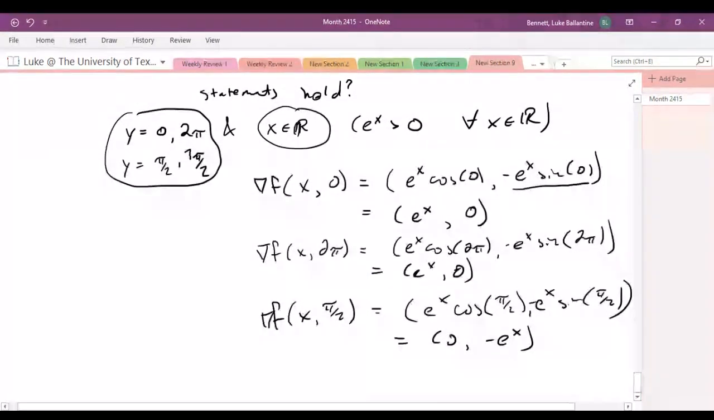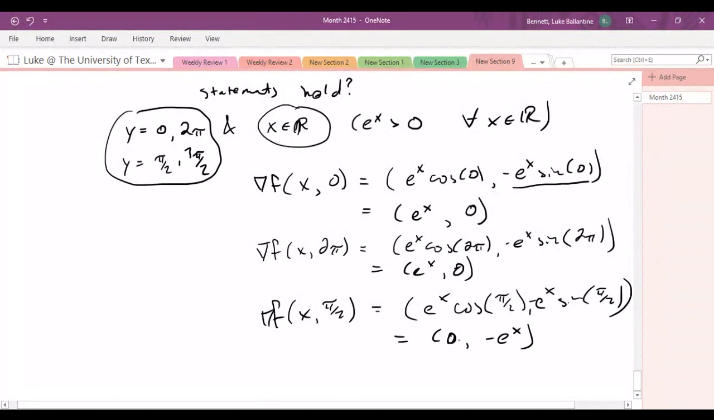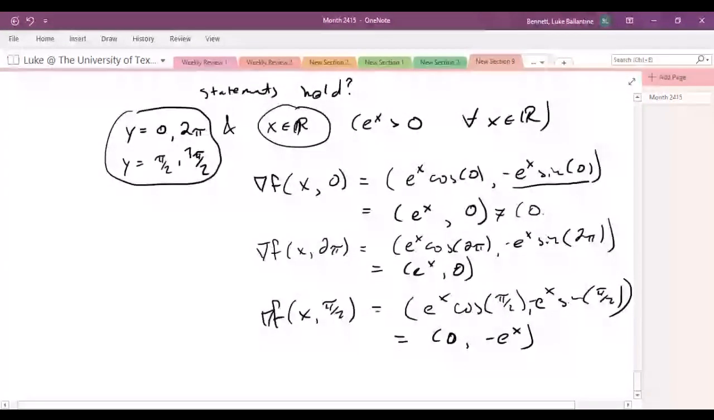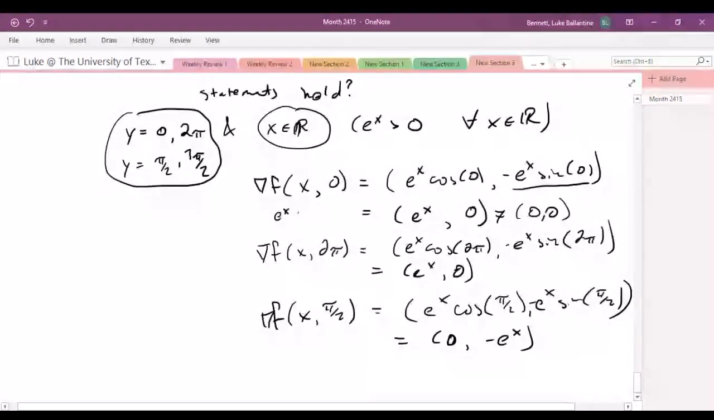So it appears that none of these values are working, because I know this never equals the zero vector. Why does this never equal the zero vector? Well, because e to the x is always greater than 0.